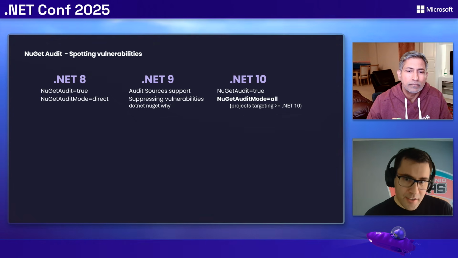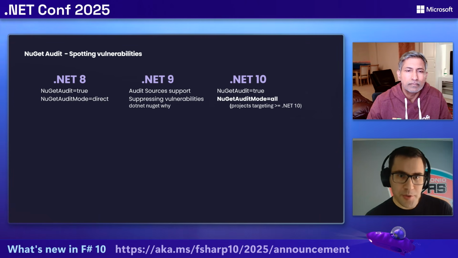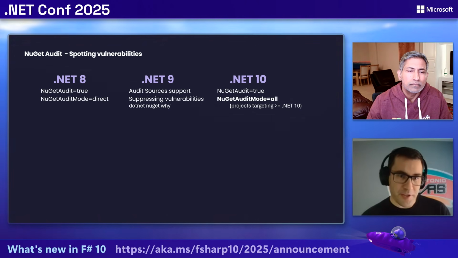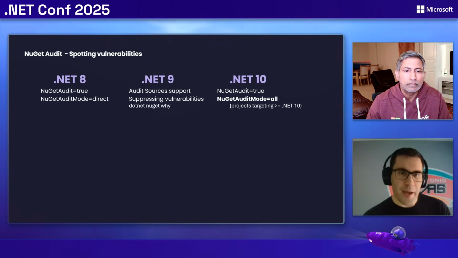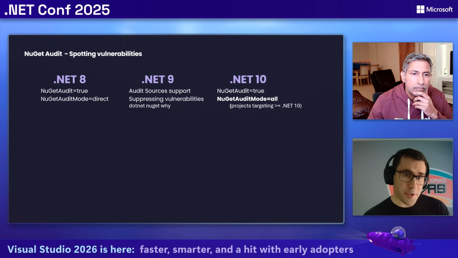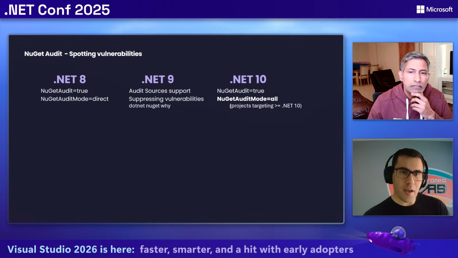In .NET 10, we're taking it a step further. For projects starting in .NET 10, vulnerability auditing will now be raising vulnerabilities for transitive packages as well. It will effectively be defaulting projects that target .NET 10 to NuGet audit mode all. This is very important because projects usually have way more transitive packages than they do direct ones. And addressing the vulnerabilities in those packages is critical for keeping your application secure.